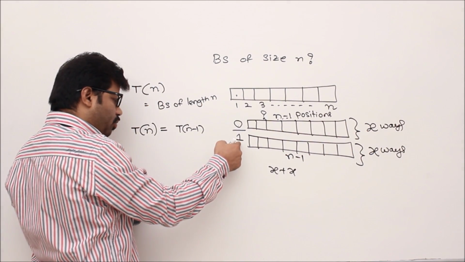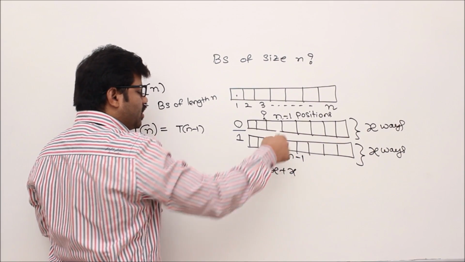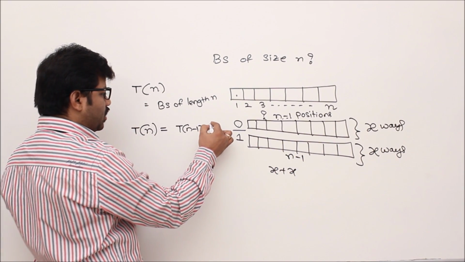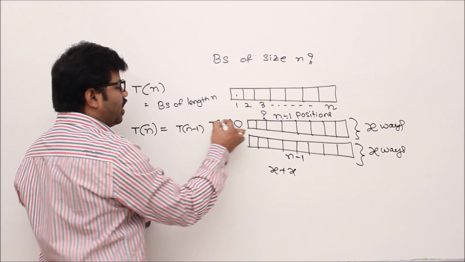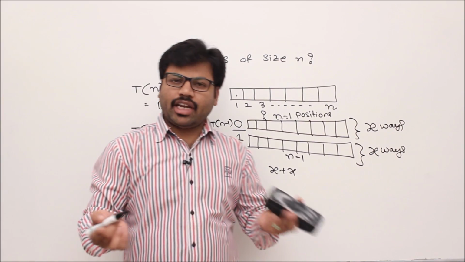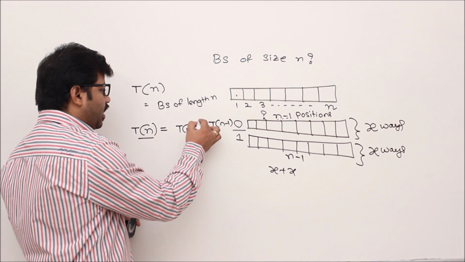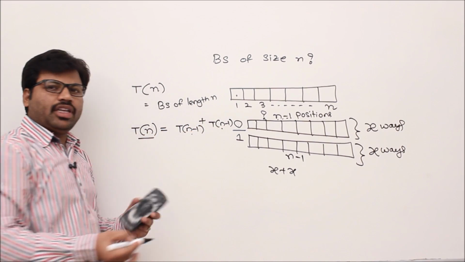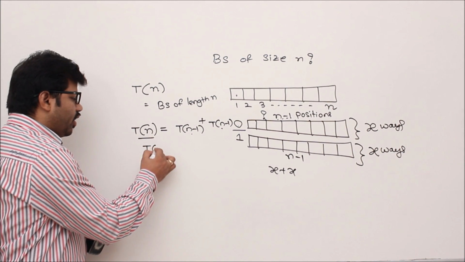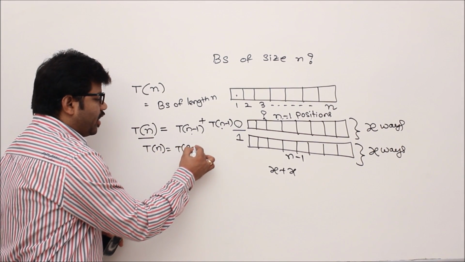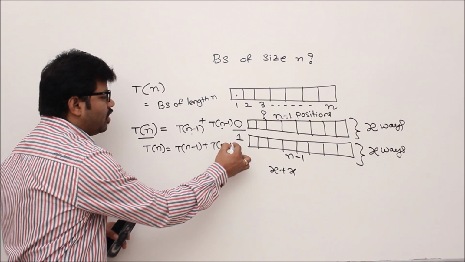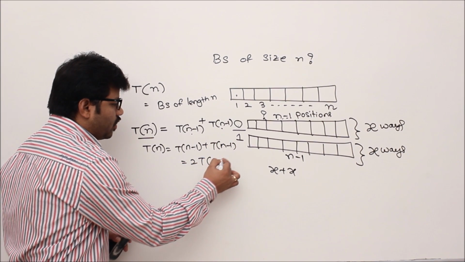Similarly, if I fill the first position with 1, then the remaining positions can be filled with again T of n minus 1 ways. Since we know that the number of ways we can fill any n minus 1 positions is T of n minus 1, T of n is related with T of n minus 1 and T of n minus 1. So the answer is T of n equals T of n minus 1 plus T of n minus 1. That means 2 into T of n minus 1.